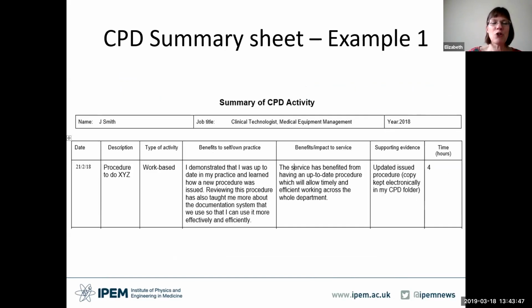And the way that this could be written up in summary form is like this. It's the same information as was in the previous table, but just written up in one line of a spreadsheet, or you can also put this onto IPEM's My Career Path in this sort of format.